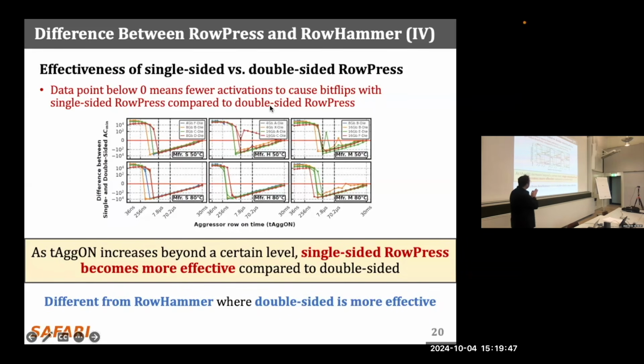As you go from left to right, again, you make RowPress a more dominant read disturbance phenomenon, and the single-sided attack or access pattern becomes more effective than the double-sided one. And this is completely opposite of RowHammer. You can see the RowHammer point here as well on the left side. In RowHammer, it's a very widely accepted observation that double-sided attacks are way more effective than single-sided attacks.